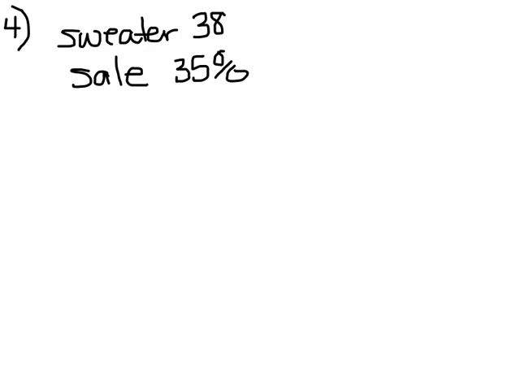In example 4, we have a discount problem. A sweater is on sale for 35% off the original price. If the original price of the sweater is $38, what is the discounted price? So, in order to find how much money we're going to save, we need to take the $38 and multiply it times our percent here, but remember as a decimal. So 35% as a decimal is 0.35. We've moved the decimal spot over 2 spots.